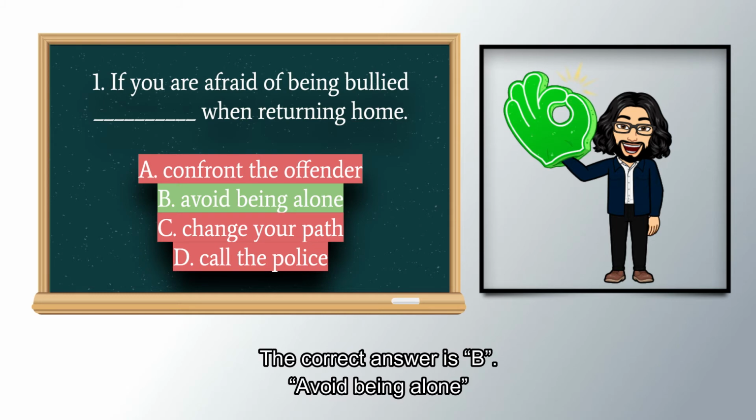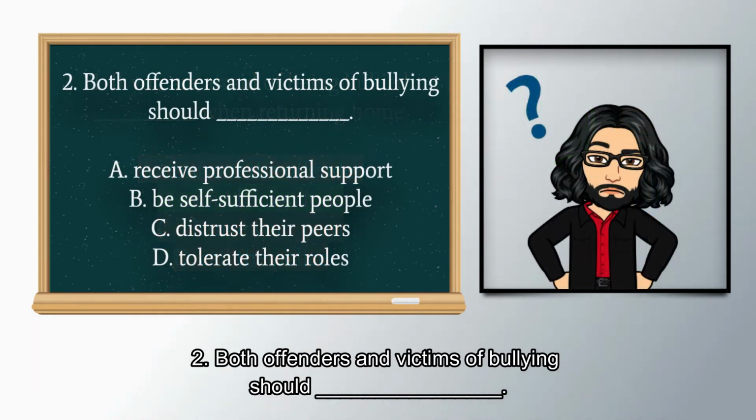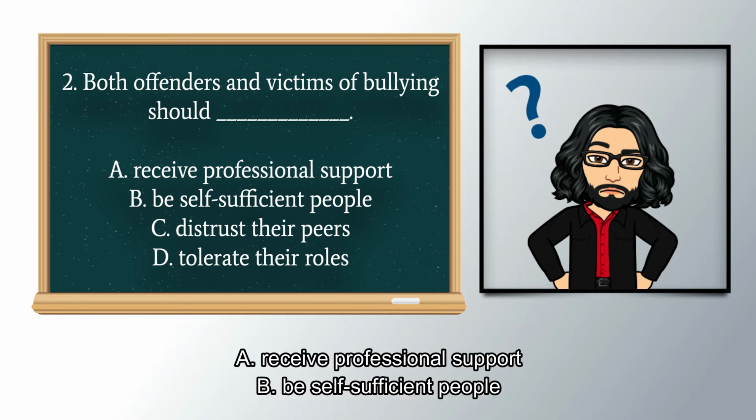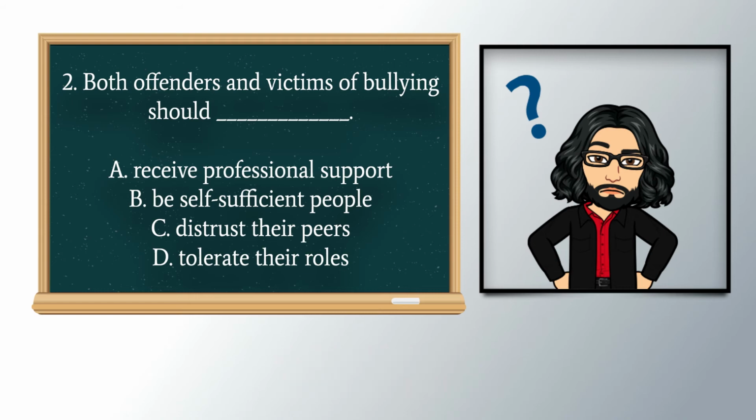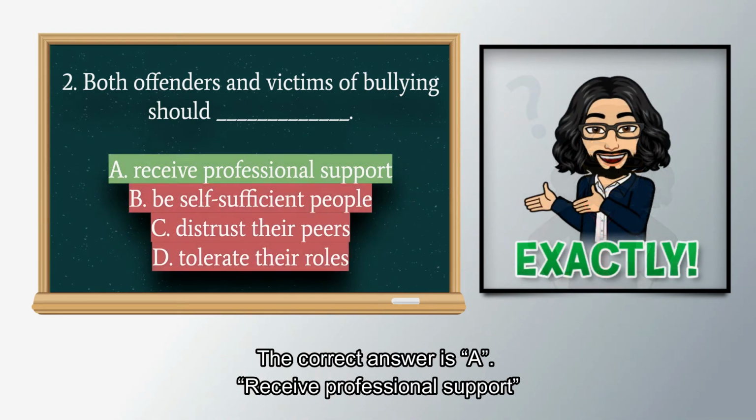Avoid being alone. Both offenders and victims of bullying should blank. A. Receive professional support. B. Be self-sufficient people. C. Distrust their peers. Or D. Tolerate their roles. The correct answer is A.